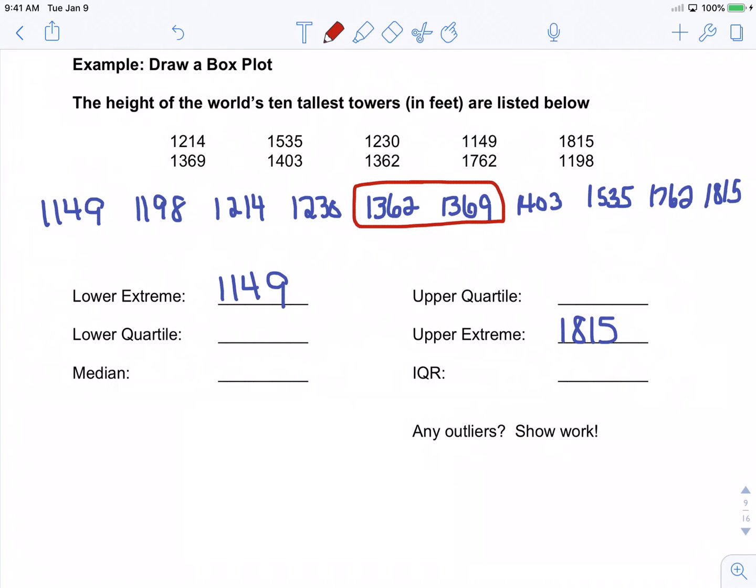So I have two numbers that would help create the median, and we're looking at 1362 and 1369. So that would help us find the median. 1362, 1369. We want the middle number. What's the center value? I'm going to create a little bar going down the middle to represent the median of my data.